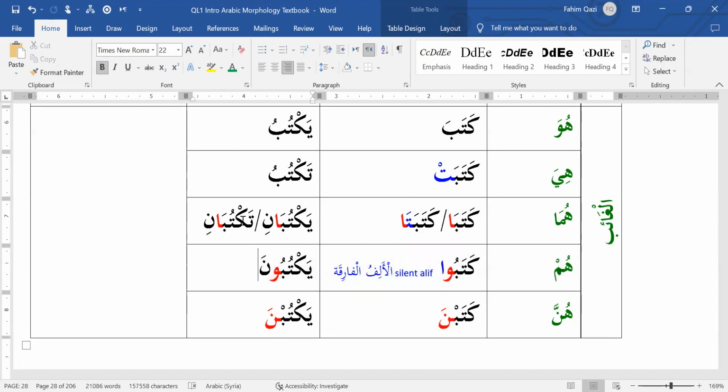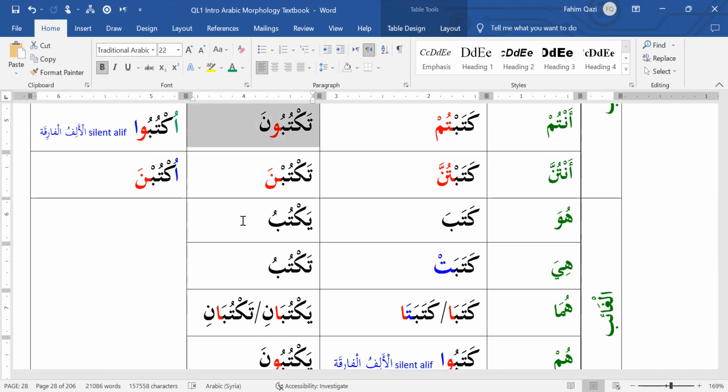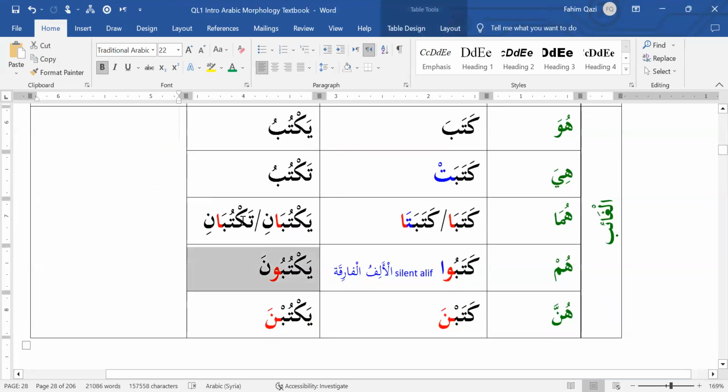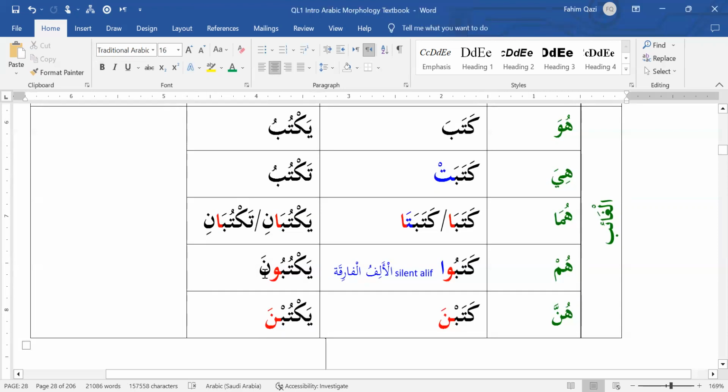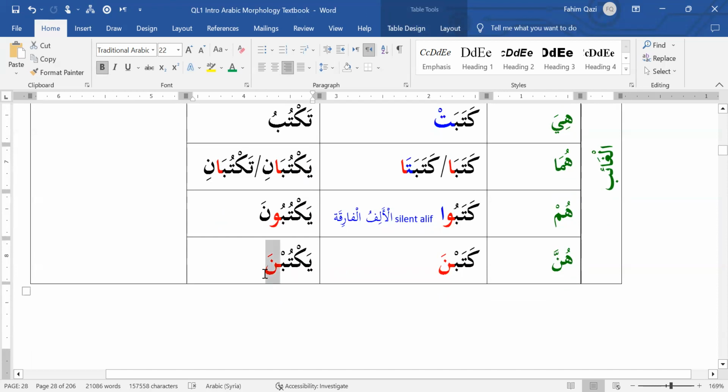How come the waw here means hum, but the waw here means antum? That's because the beginning tells you if the waw is antum or hum. The waw itself could be antum or hum. The ta beginning tells me that the waw here is for antum. The ya beginning here tells me that the fa'il, the waw here, means hum. Yaktubna is hunna, connected version.